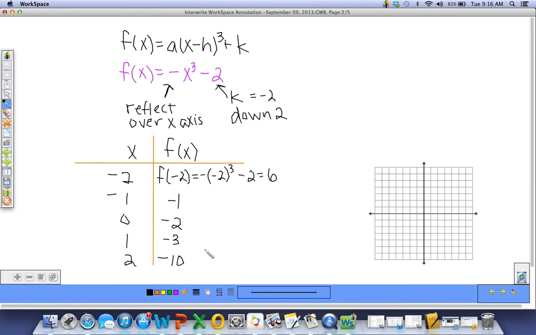Now, if you need to, you can use a calculator, but you would have to enter it in exactly how I have up here so that your calculator follows the correct order of operations. All right, so let's plot this. -2, 6, -1, -1, 0, -2, 1, -3.